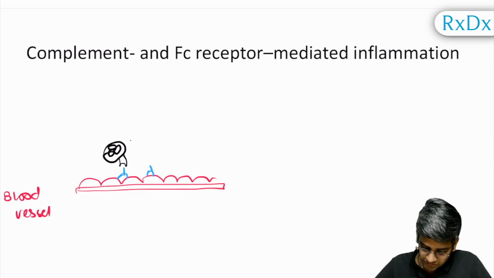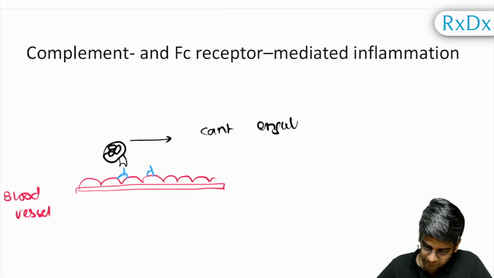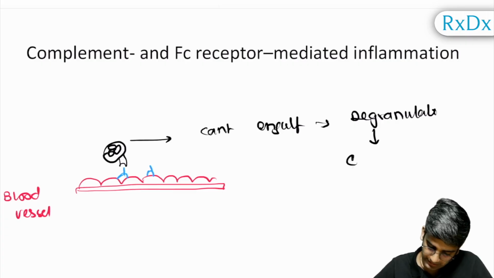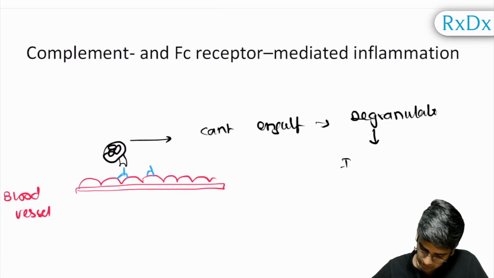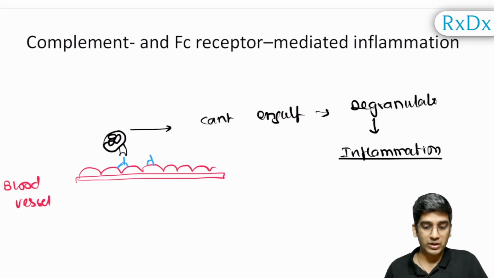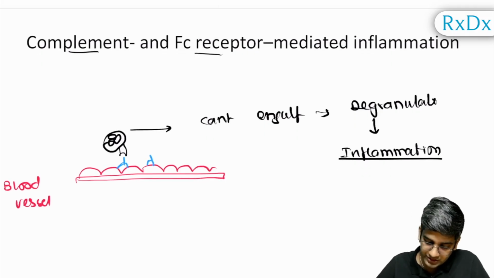So what these macrophages do, since they can't engulf a surface, is they start to degranulate. They start to degranulate, and that will cause more and more inflammation. Okay, that's important. That's why it is complement and FC receptor mediated inflammation.